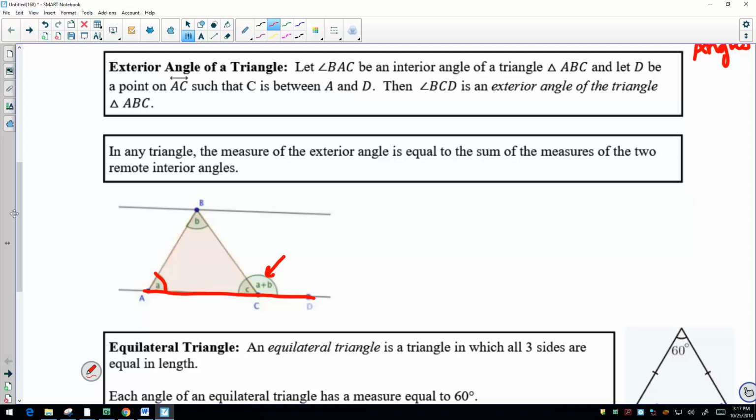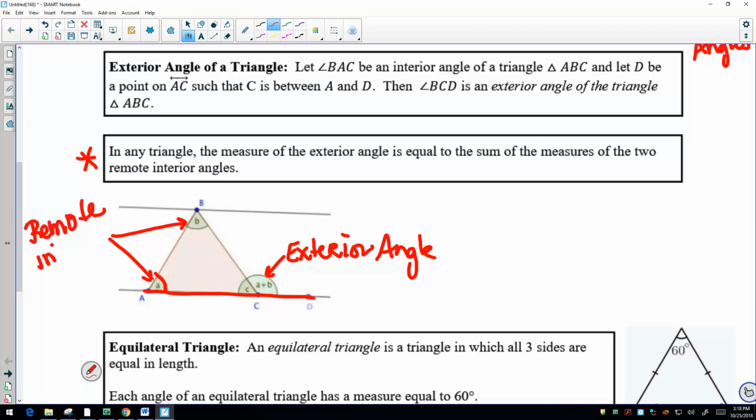So the exterior angle, we are thinking outside. And if you look at the picture, you notice it says that exterior angle is equal to A plus B. That's a really big property we want to remember. So up here it's saying in any triangle, the measure of the exterior angle is equal to the sum of the measures of the two remote interior angles. So these two angles, angles A and B, these are called your remote interior angles.